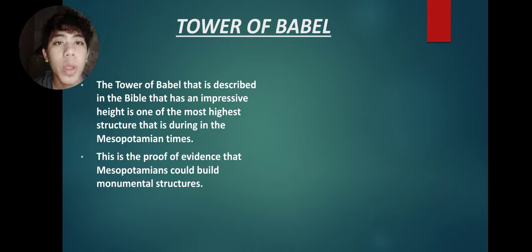Tower of Babel. The Tower of Babel that is described in the Bible, which has an impressive height, is one of the tallest structures in Mesopotamian times. This is the proof of evidence that Mesopotamians could build monumental structures.